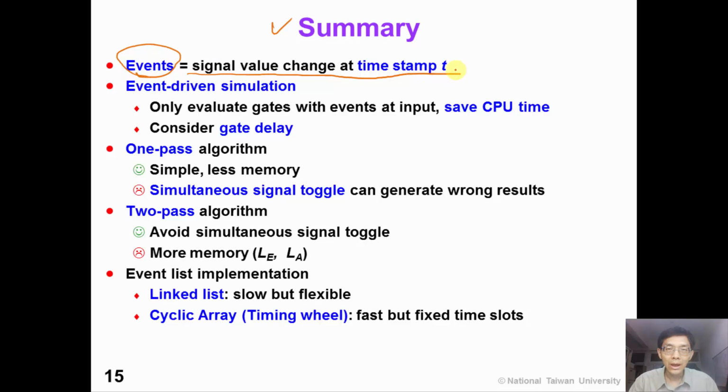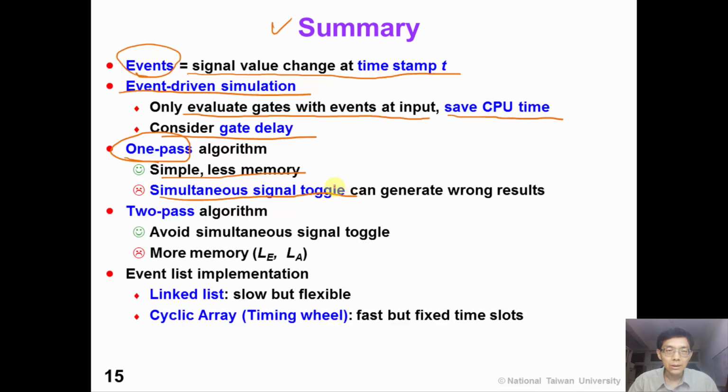So in summary, in this video, we have introduced the concept of events, which means signal value change at timestamp t. The event-driven simulation only evaluates gates with an event at the gate input, so this can save the CPU time if the number of events is very small. And we also consider the gate delay, so we can draw the waveform after event-driven simulation. We introduced two algorithms. The one-pass algorithm is simple, it consumes less memory.